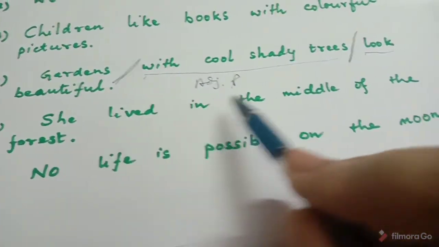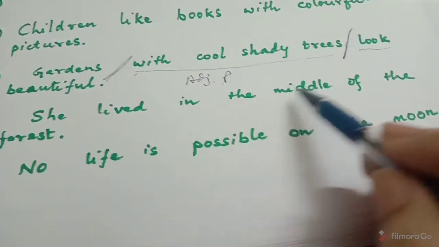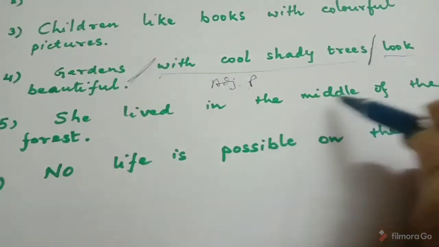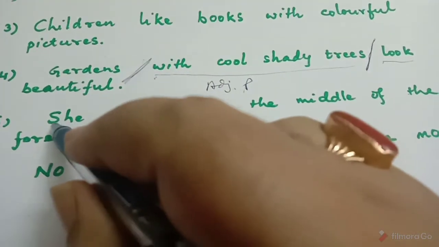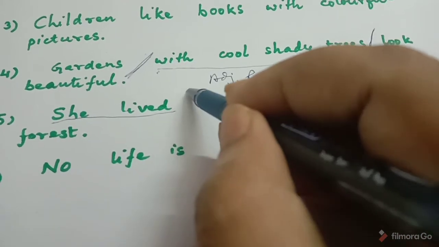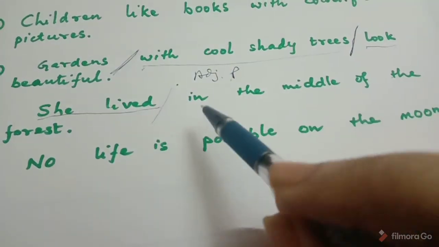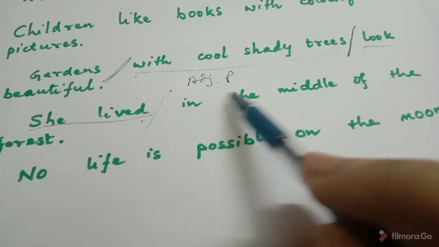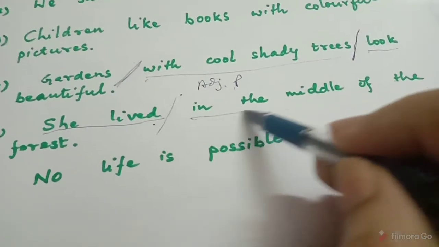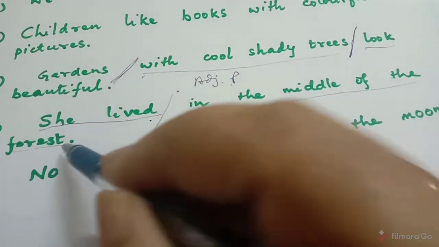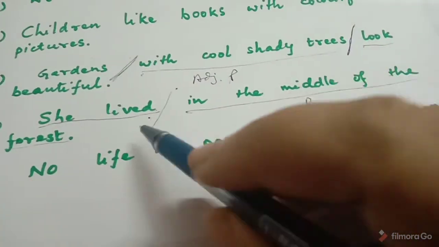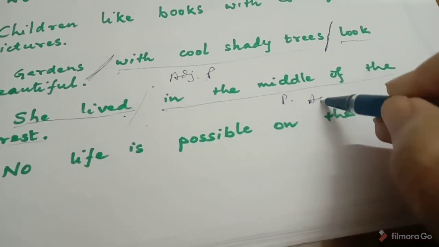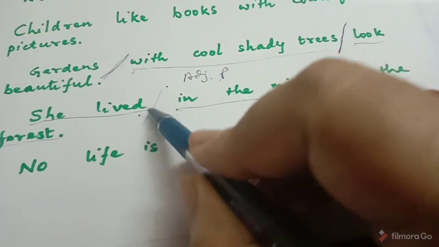Next one, 5th one, she lived in the middle of the forest. So which is my phrase, or which is my complete part? If I think she lived as a complete part, and if I think that there's a full stop here, no problem. She lived is a sentence. She lived. Where did she live? In the middle of the forest, right? So this whole thing is my phrase. So she lived. Where did she live? She lived in the middle of the forest. This is my adverb phrase because it is answering the question where.